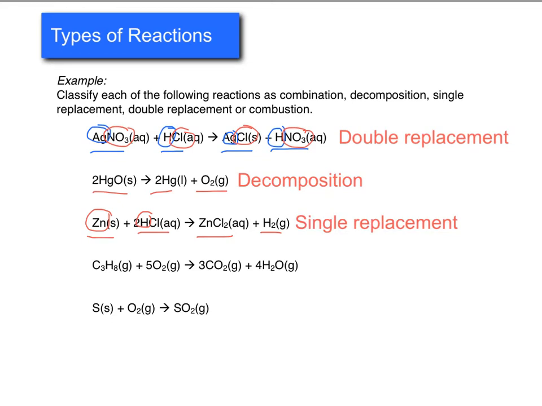Okay, on the fourth one here, we have a hydrocarbon, and our products are just carbon dioxide and water, so we know this is going to be a combustion reaction. This might be the easiest one to recognize because the products are always exactly the same.